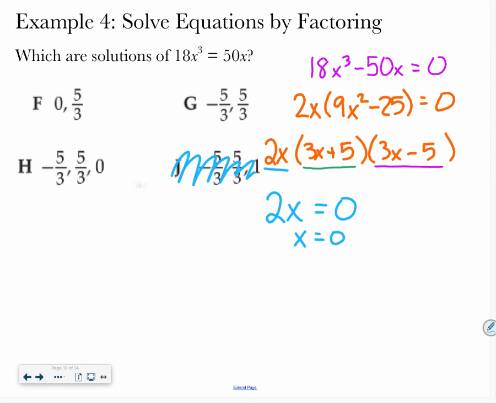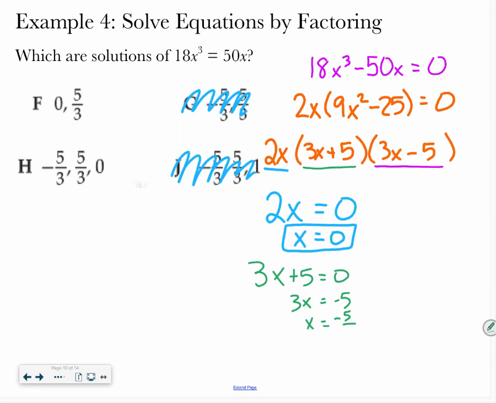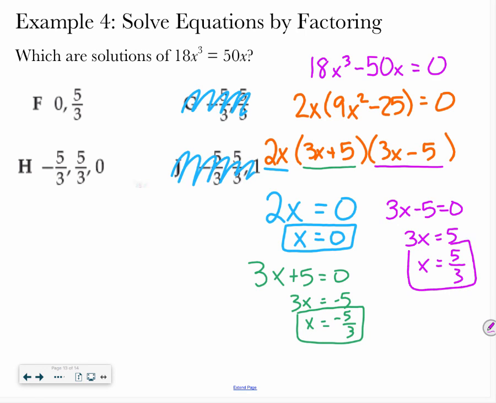So I can go back, I can look what options don't have 0 in this case. So I can say, not this one, not this one. Okay, so that's one of my answers. Then I go to my next number, 3x plus 5 equals 0. If I subtract 5 from both sides, and then divide by 3, I have x equals negative 5 thirds. That's another answer. And I solve my last one. I say 3x minus 5 equals 0. So I add 5 to both sides. Divide by 3, I have a positive 5 thirds. So I look which of those answers has all 3. That would be letter H.